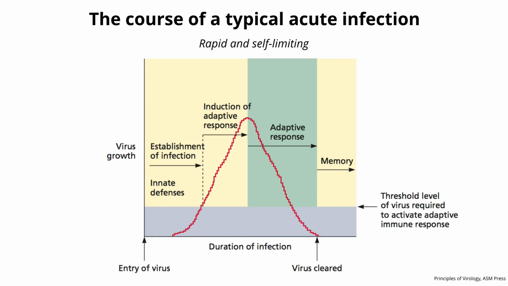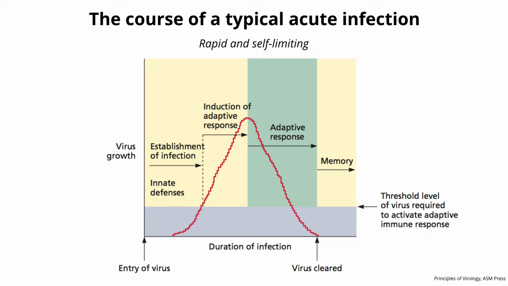Here we have virus growth again on the y-axis. In the x-axis we have time. So virus entry begins at the origin on the lower left. And the red line is virus reproduction, the amount of virus that is produced. And remember, as virus begins to replicate, it encounters innate defenses. And in many infections, these are sufficient to counter the infection. But if the virus titer continues to rise, the innate defenses can't get rid of infection. You trigger the adaptive response. So there's some kind of threshold that's shown here. Threshold level required to activate the adaptive response, which varies according to the virus.